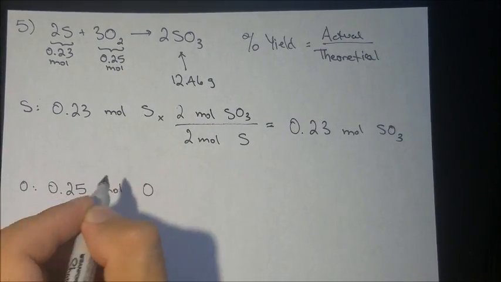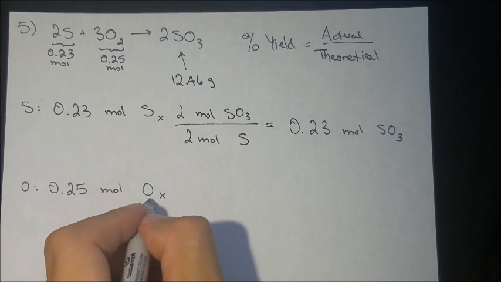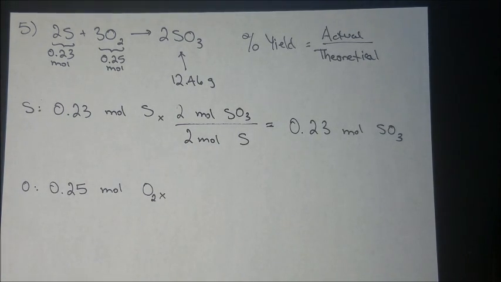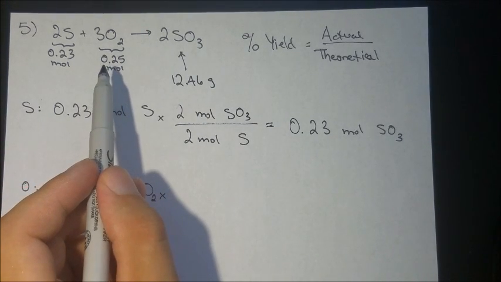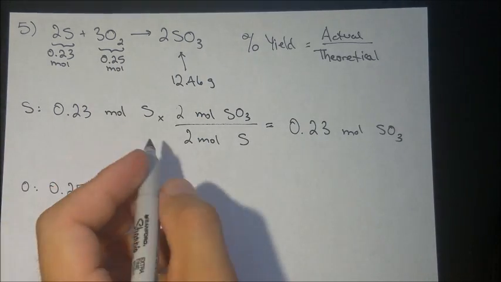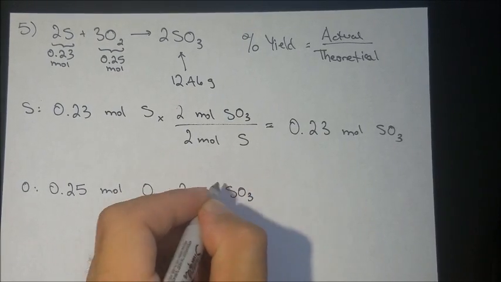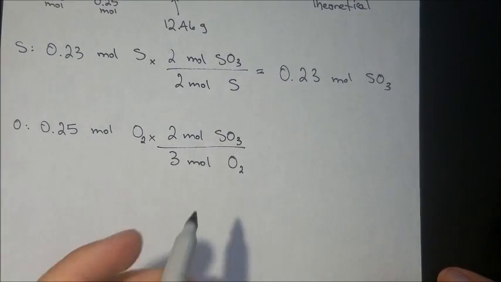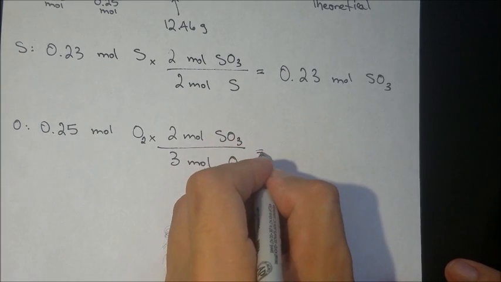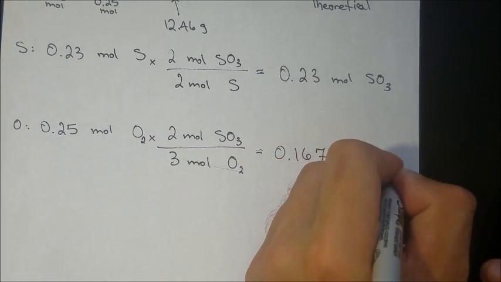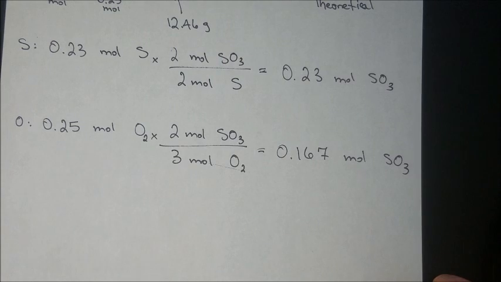0.25 moles of oxygen, O2, times our mole to mole ratio from the equation. We see that 3 moles of oxygen are consumed and 2 moles of SO3 are produced. So we have 2 moles of SO3 produced and 3 moles of oxygen consumed. So our moles cancel, and that gives me 0.167 moles of SO3. Okay, so now we know how many moles we make with each of these reagents.